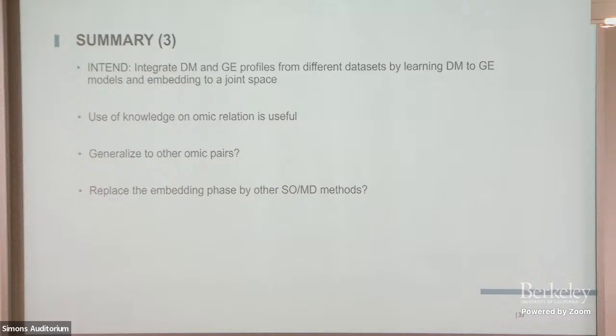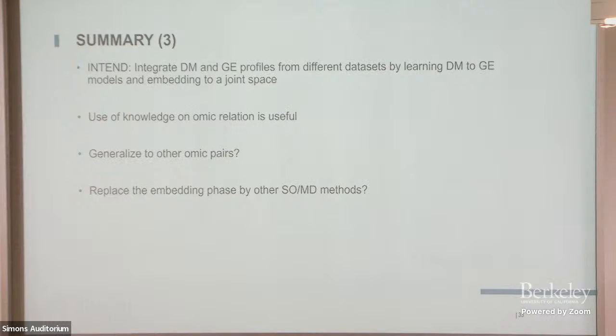Using a combination of regression to learn the individual gene models and CCA for embedding to a joint space. Here it was crucial that we knew how to match between the DNA methylation and the particular gene. This was quite useful. However, this could be generalized to other data pairs.